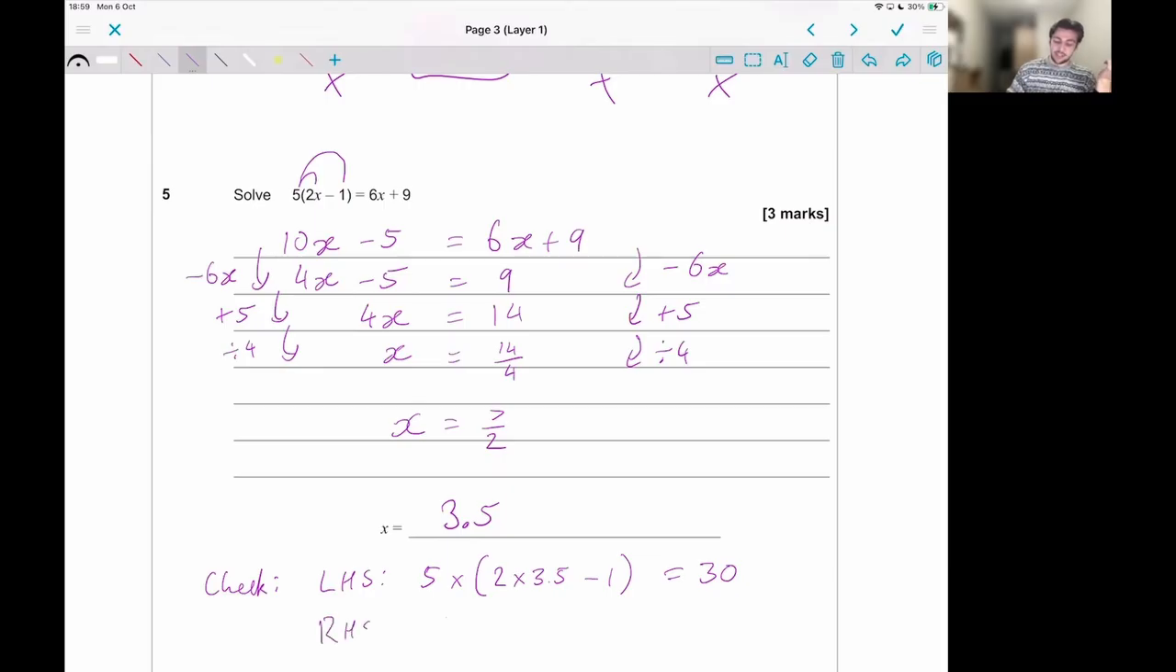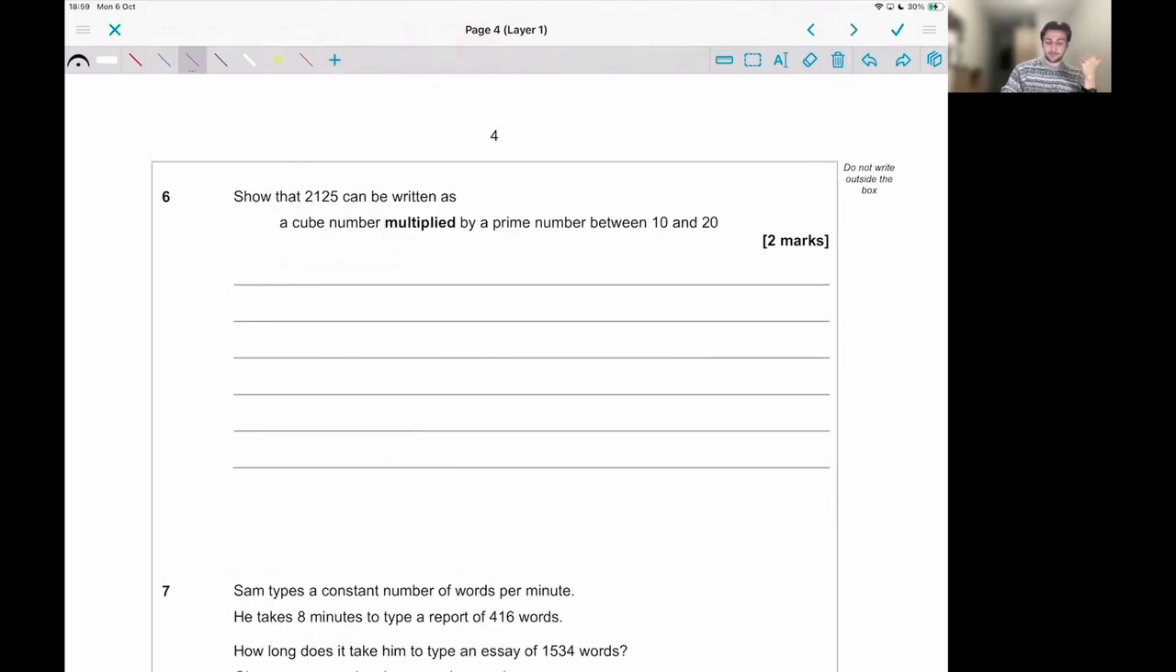Let's check. Is the right-hand side also 30? If it is, that means we've got the right answer. The right-hand side says 6 times x, so 6 times 3.5, that's our x, plus 9. Well, if you type that into your calculator, you're going to find that it is in fact also 30. And we know that the left-hand side is equal to the right-hand side, so we found the right x. Now we can move on.